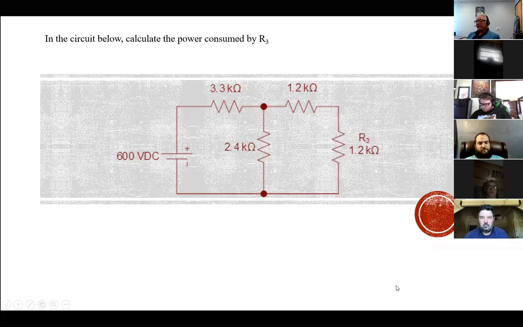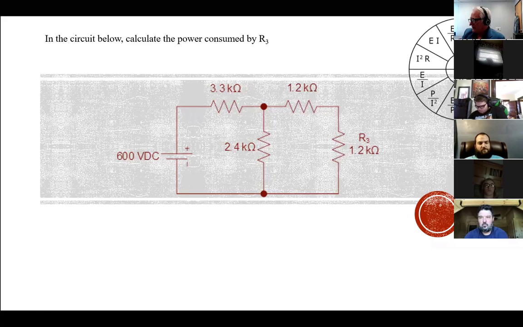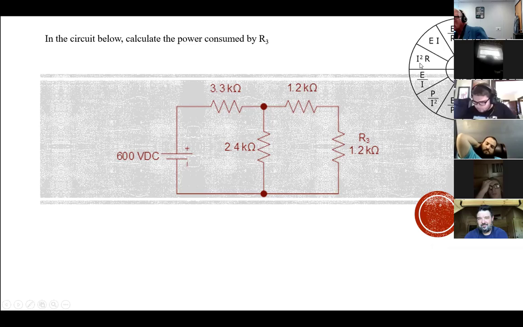Oh, this one's a little trickier. Calculate the power consumed by R3. Well, I'm going to have to use Ohm's law again. I mean, this is a more complex problem, and we're going to have to do this in multiple stages.